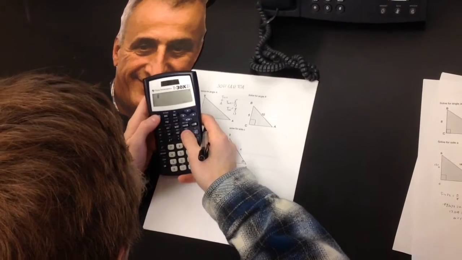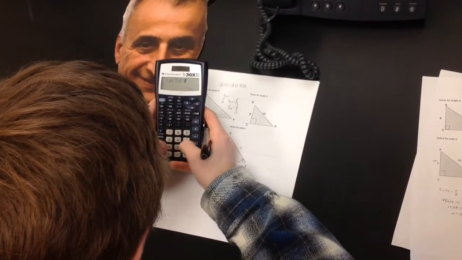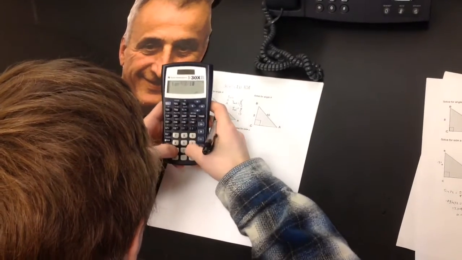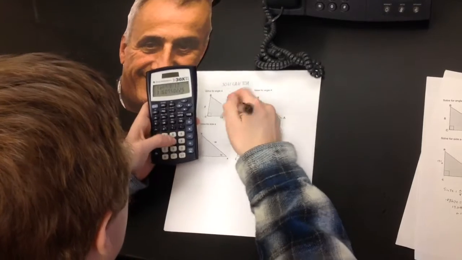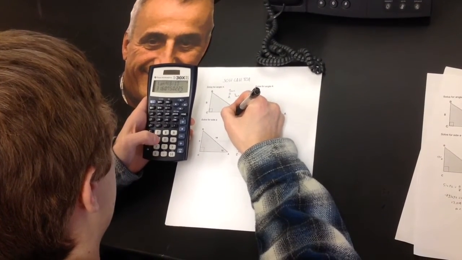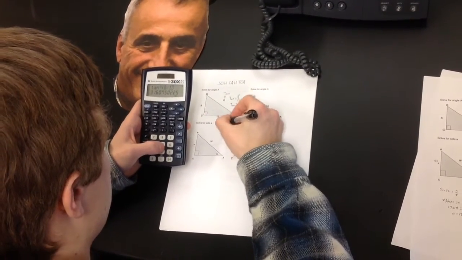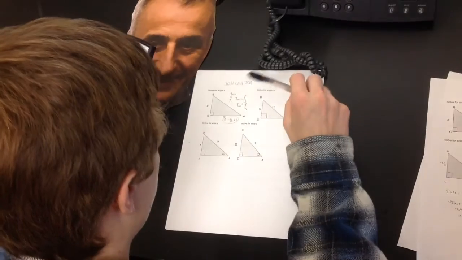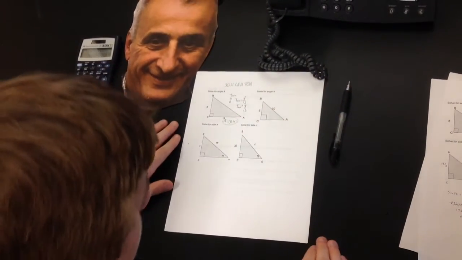We're going to go second tan, 8 divided by 13, enter, and that's your answer. Angle A equals 31.61 because we're going to round to the second decimal. There you go. Now I'm going to give you a little bit of time to do this next one by yourself.